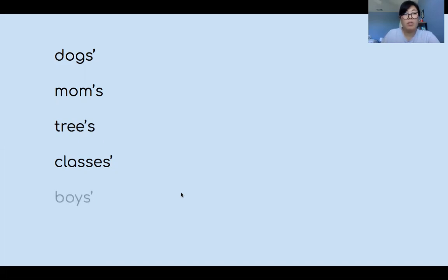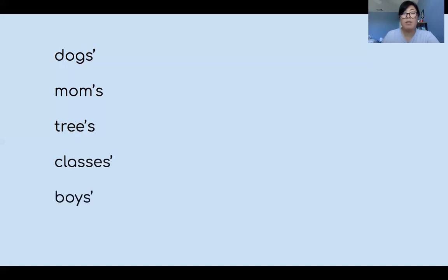Let's go over each spelling word again. Repeat after me. Son's, houses', cat's, children's, doctors', dogs', mom's, tree's, classes', boys'.